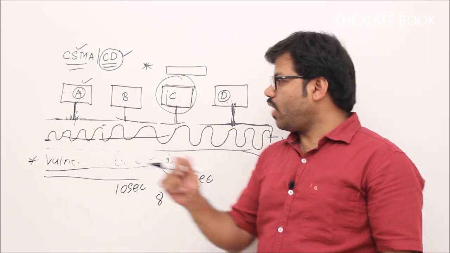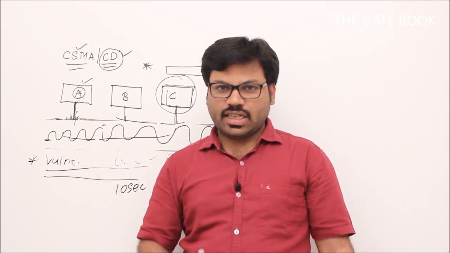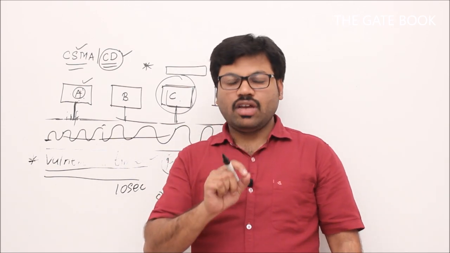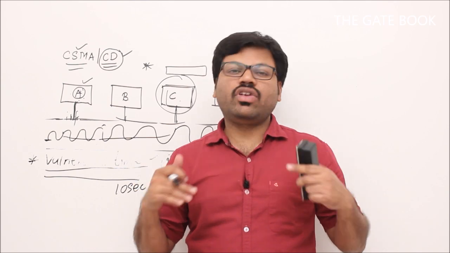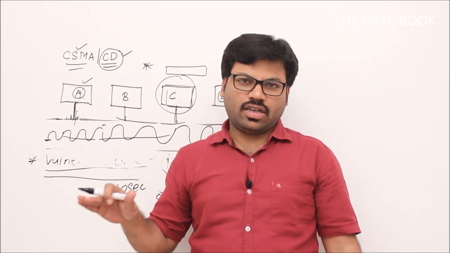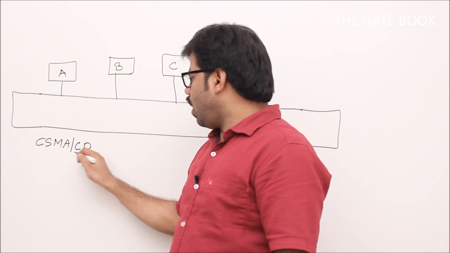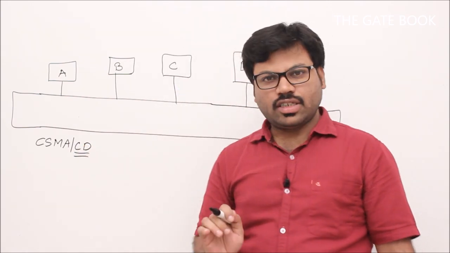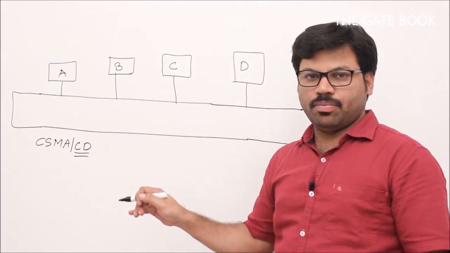Okay, finally, vulnerable time is nothing but exactly the propagation delay. That means when a signal starts coming, within the propagation delay time, everyone will know about the channel. Understand? Now we'll see how to implement collision detection. To understand the collision detection procedure, first of all you see the problem.